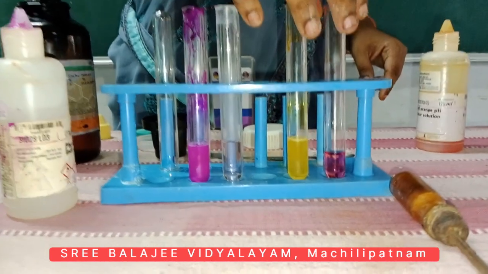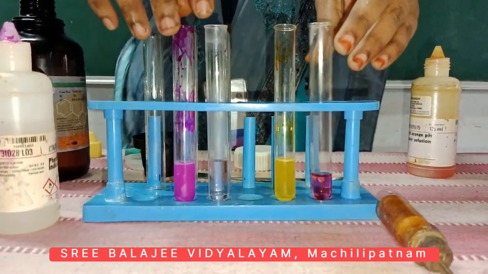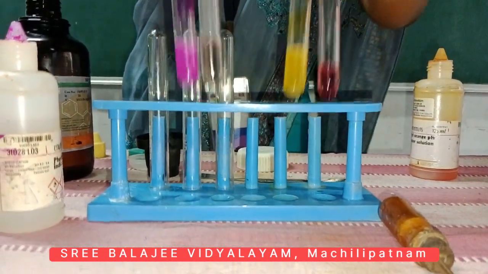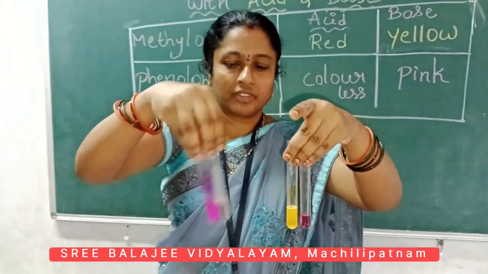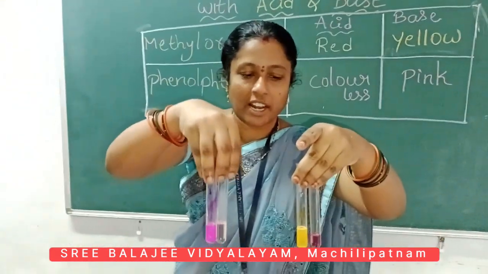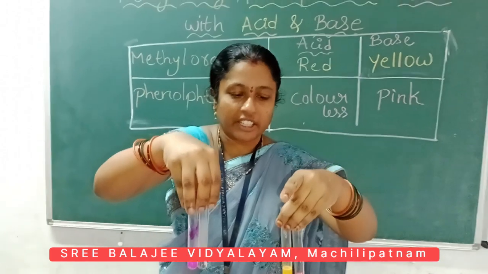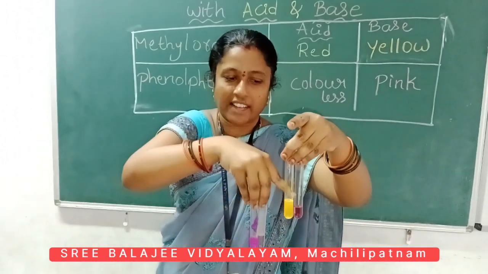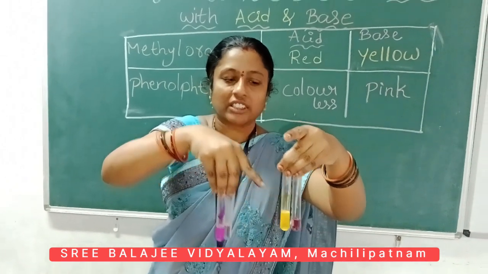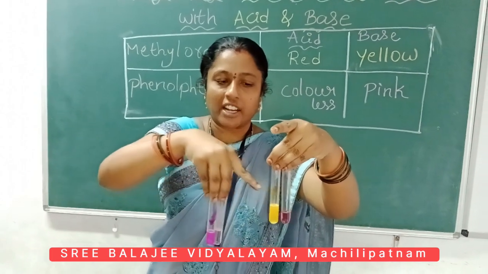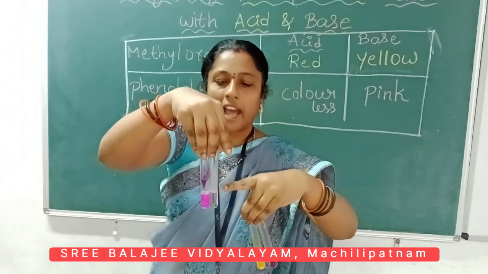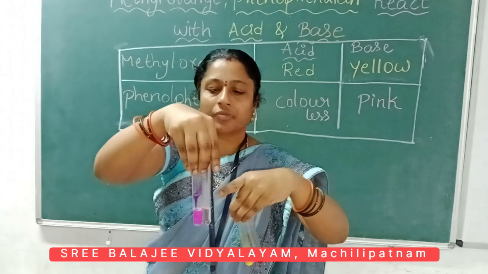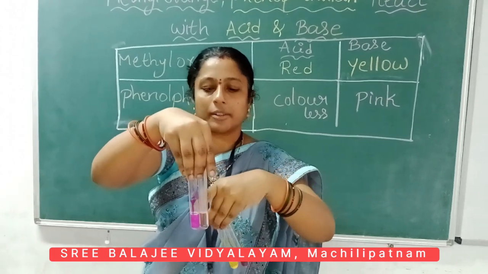So these four colors are very beautiful. So these acid and base react with two indicators. Acid and base react with methyl orange, red and yellow color, and acid and base react with phenolphthalein, colorless and pink color.